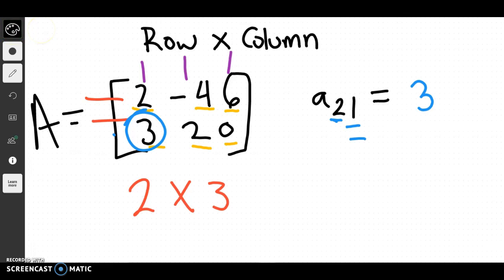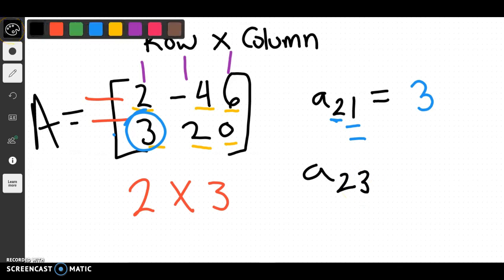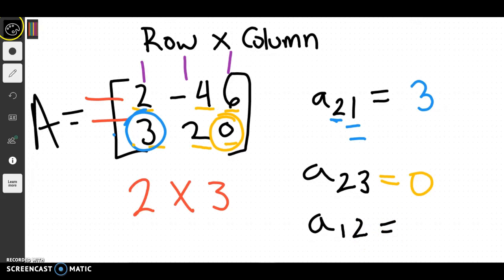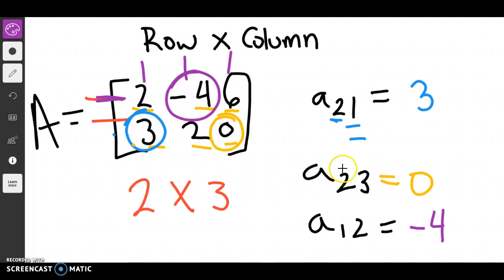Let's say I had another one, A, 2, 3. Again, I'd go to row 2 and then column 3, so that number would be 0. Let's say I went A, 1, 2. For that, I would go to row 1 and then column 2, so that would be -4. So you can see that when we talk about matrices, we always use this row by column method to describe them. Let's take a couple and see if we can say what type of matrices they are.